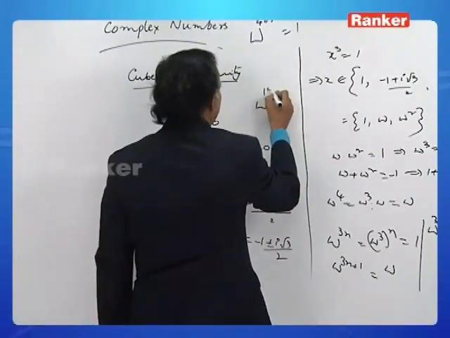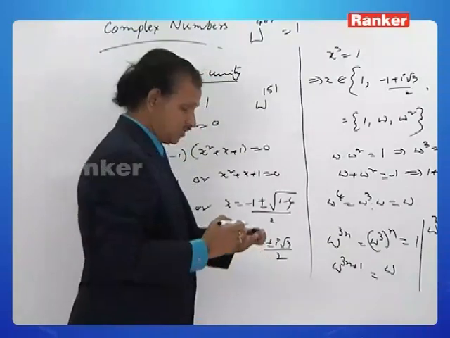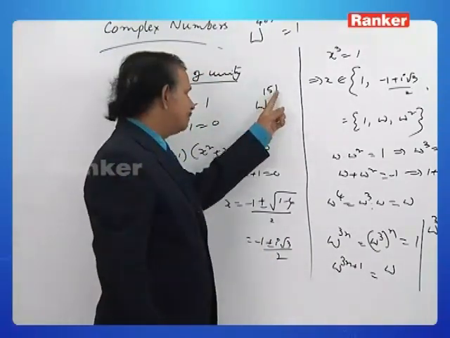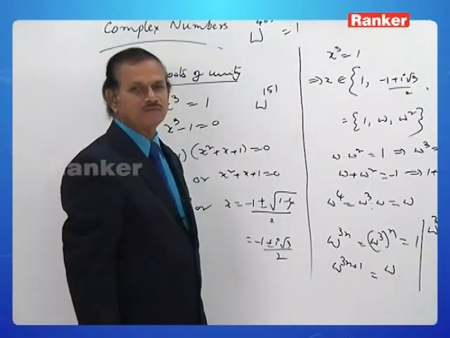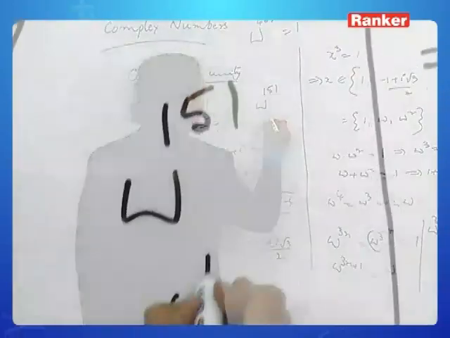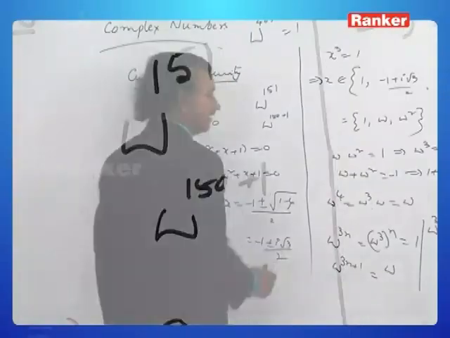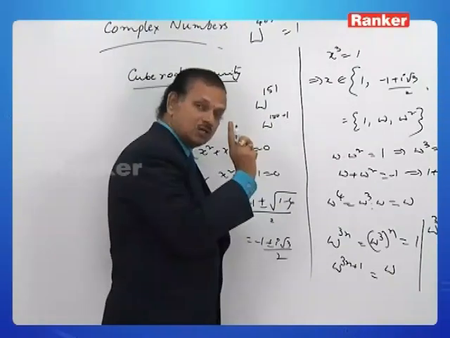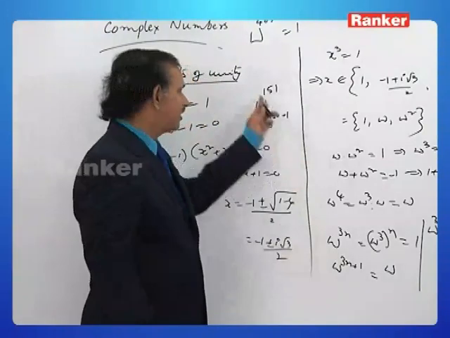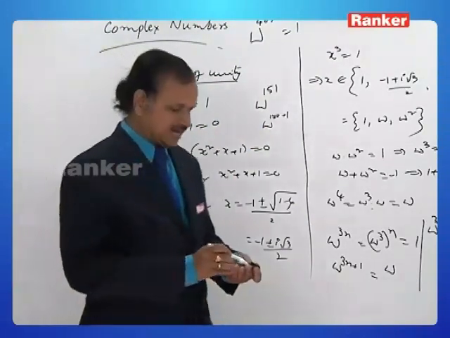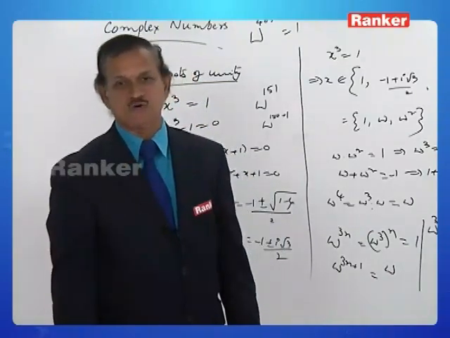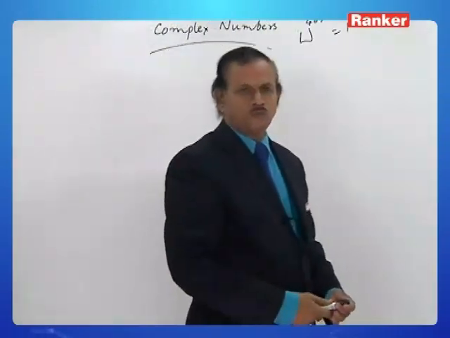What is omega power 151? Is it a multiple of 3? No. 151: 1 plus 5 plus 1 is 7, it's not a multiple of 3. Well, what is the nearest multiple of 3 for 151? Omega power 150 plus 1 you can write. What is omega power 150? 1, since 150 is a multiple of 3, into omega power 1. So the answer is omega. Like that, we can simplify whatever integral power of omega is before you. Wait, one more thing.